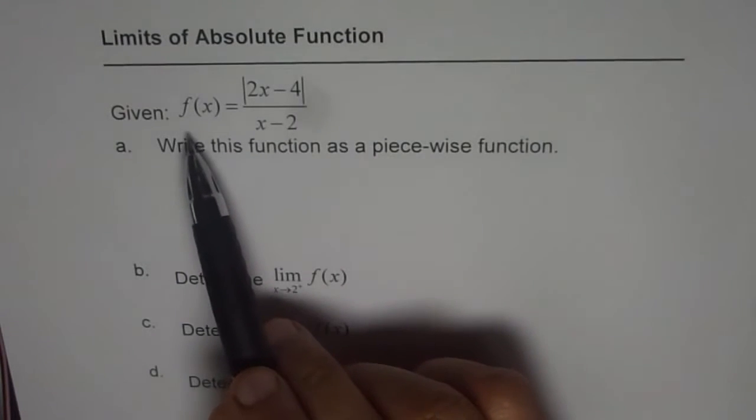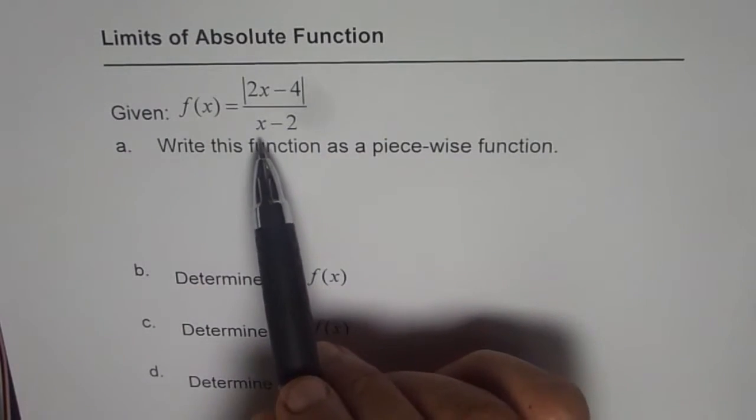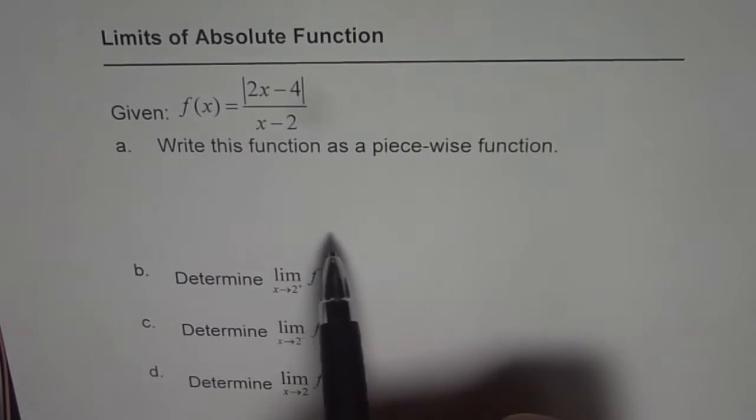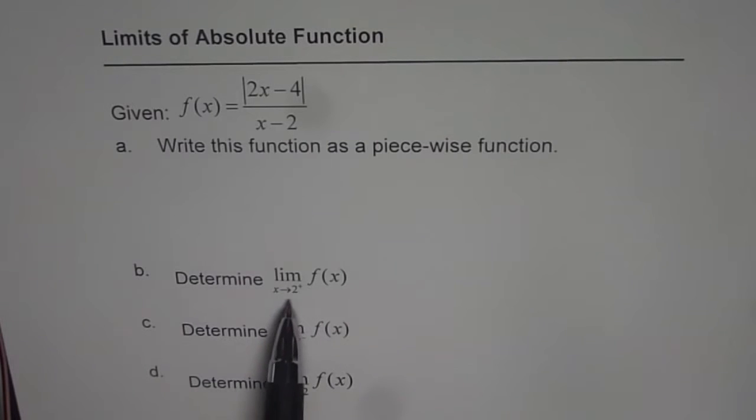Given here, the function f of x equals the absolute value of 2x minus 4 divided by x minus 2. Write this function as a piecewise function. We'll even graph it here. Determine the limit of f of x as x approaches 2 from the right side. Determine the limit of the function f of x as x approaches 2 from the left side, 2 minus. Determine the limit of the function as x approaches 2.